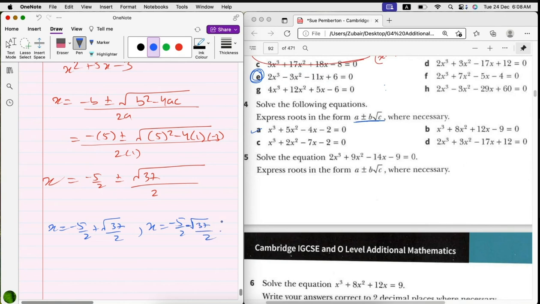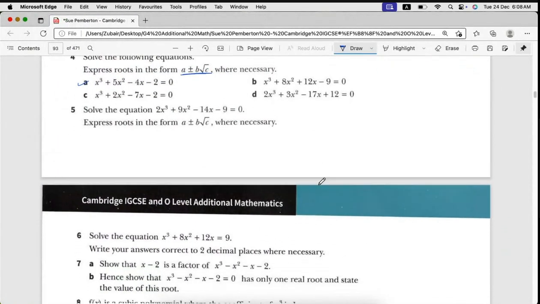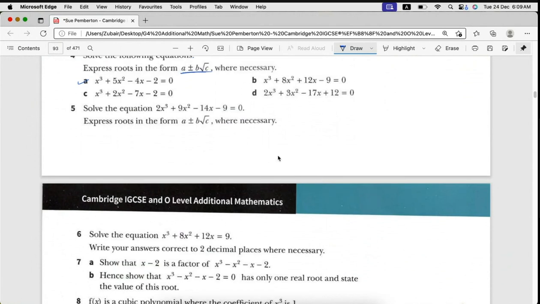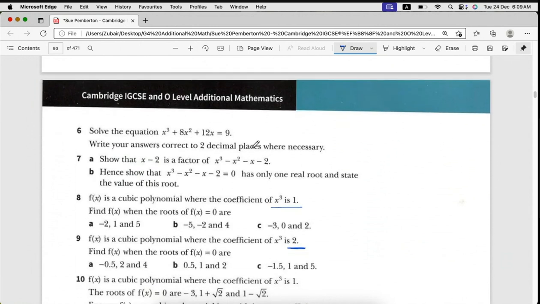So we have the same nature here. Question 5 is again just a different statement, same nature. Question 6 says write to two decimal places. Again, it is exactly the same nature. We would just solve the root and go for decimals. We just rearrange x cube plus 8x square plus 12x minus 9 is equal to 0, and proceed exactly the same way.